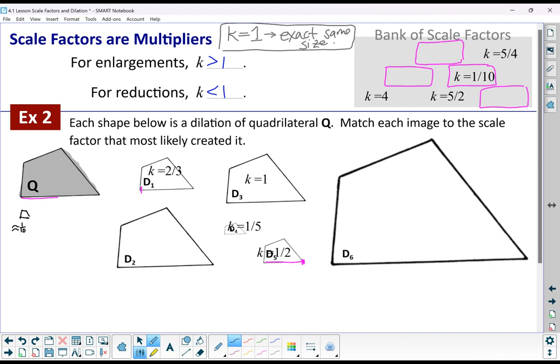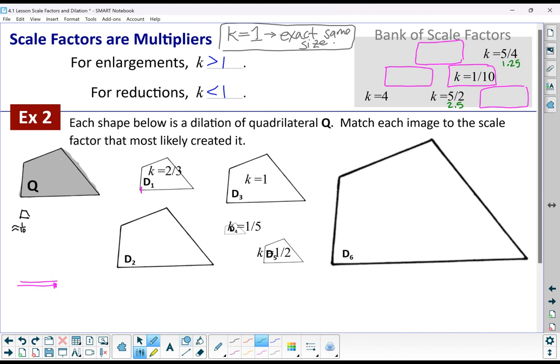About 1/10. Okay, so now let's look at those two shapes that are larger than Q. So for D2, it looks like it's larger, but it's not a lot larger. Sometimes with fractions you aren't sure how big the fraction 5/2 is or how big the fraction 5/4 is. So if you're ever looking at a fraction and you're not sure of its size, sometimes it's helpful to look at the decimal equivalent. 5/4 is 1.25. 5/2 is 2.5, and we also have a 4 over here.